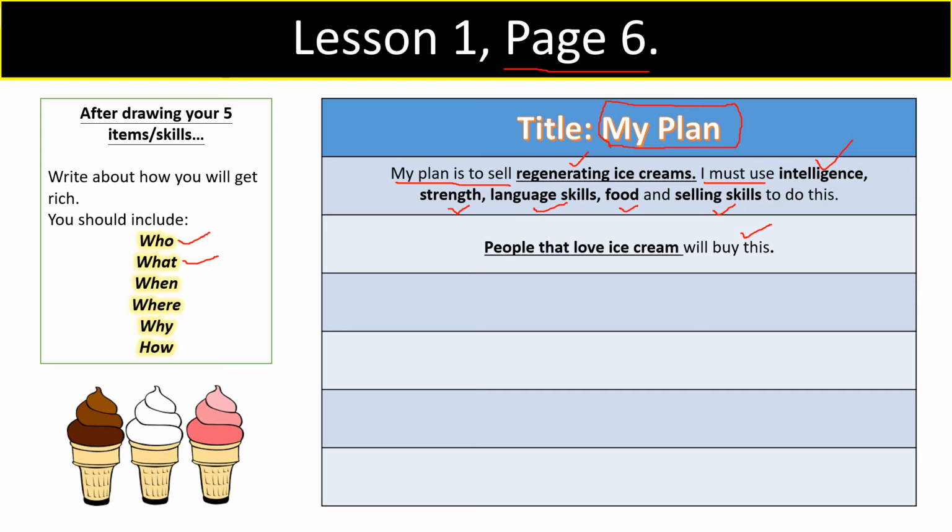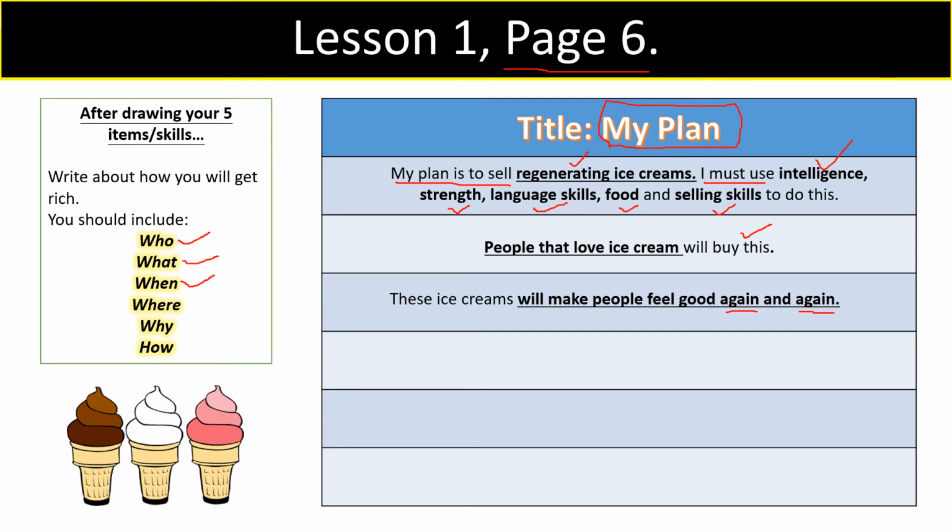The next one says, what? Well, what will these ice creams make people feel? So what I've written is these ice creams will make people feel good again and again. So I want you to think about, well, what will your product, what will the thing that you're selling make people feel? Will it make them feel good? Will it make them feel happy? Will it help them fly? Will it help them become smarter? You guys need to answer this question.